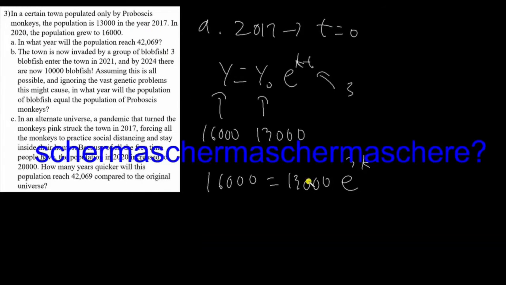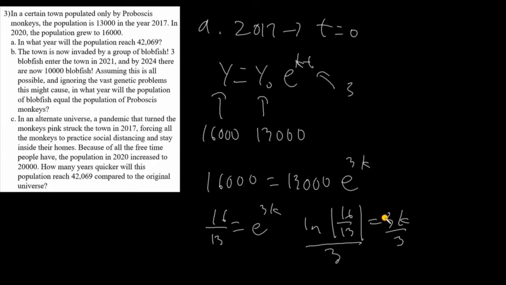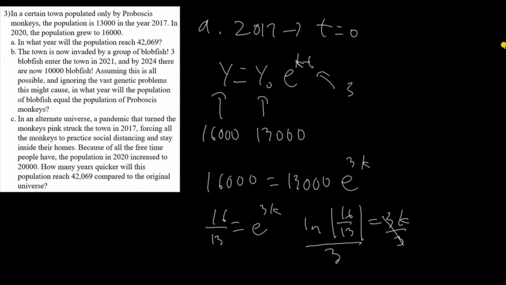And just for what I did here, I divided both sides by 13,000. So 16 over 13 equals e to the 3k. Took the natural log of both sides to get rid of the e. So the natural log of 16 over 13 equals 3k. And then I just divided by 3, solved for k, and we got this number here. And then now what we can do is we can use that.